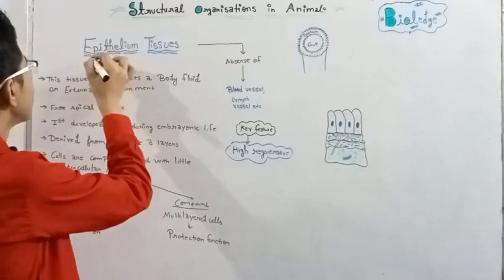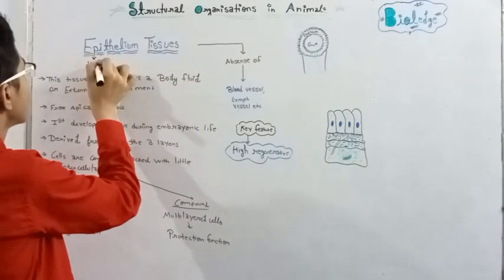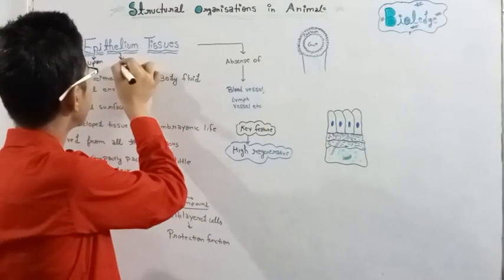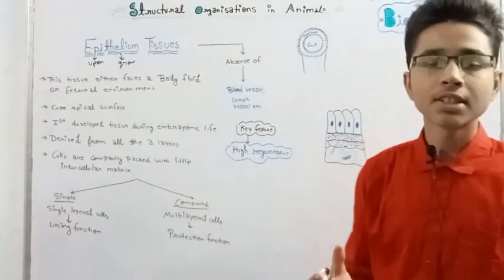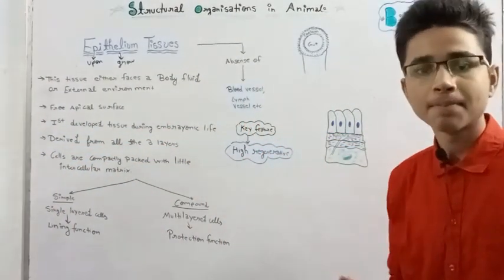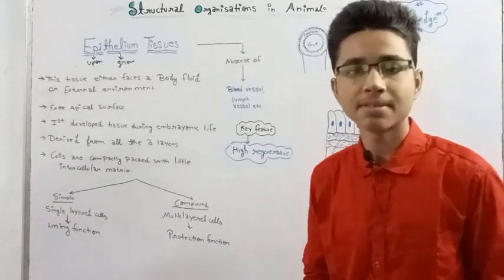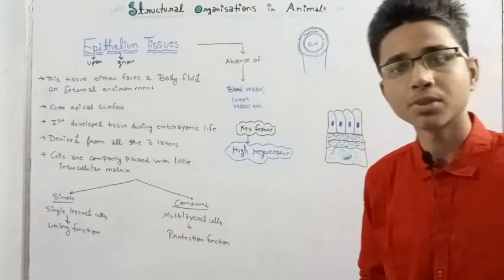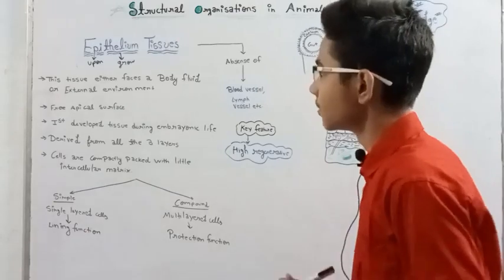Epithelium is made up of two words: epi, which means upon, and thelium, which means to grow. It means these are tissues which grow on something, and the portion on which the tissues grow is termed the basement membrane. We will look at the functioning and composition of the basement membrane, but first let's discuss epithelial tissues.